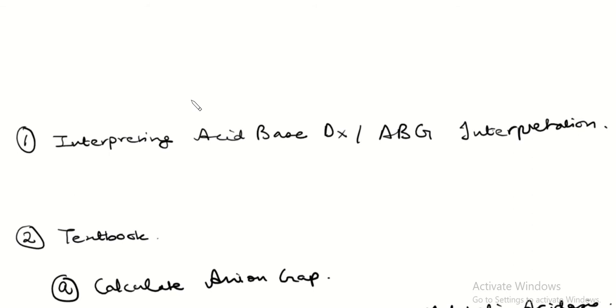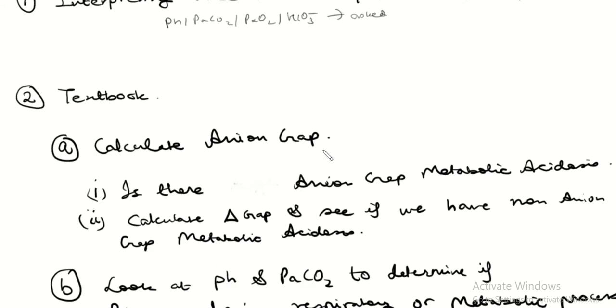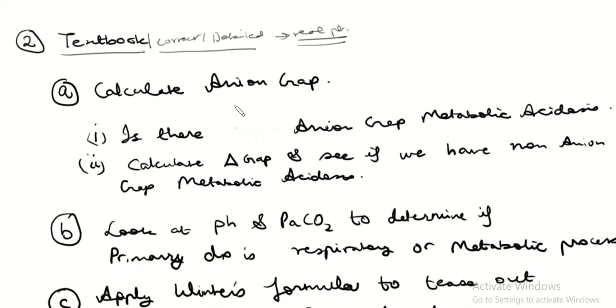Essentially, you would be given a pH, PaCO2, PaO2, and bicarbonate. And you're going to be asked what kind of acid base disorders do we have. Now, there's a textbook, correct, detailed way of doing this. On real patients, that's what we need to do. So let me just go over the steps with you.